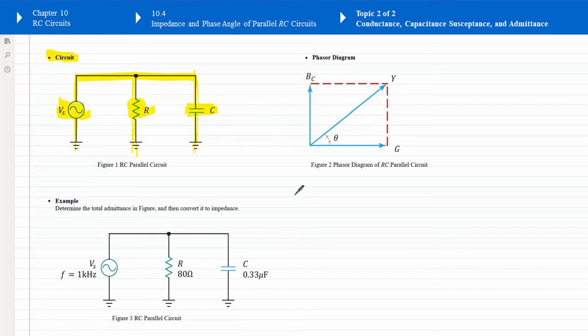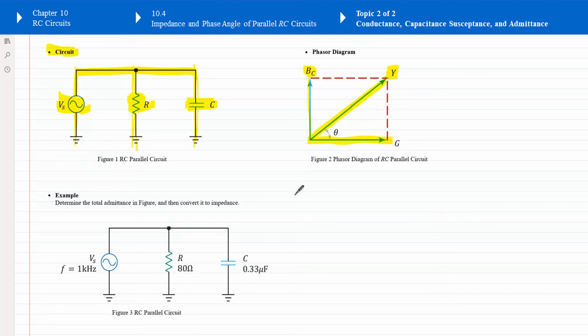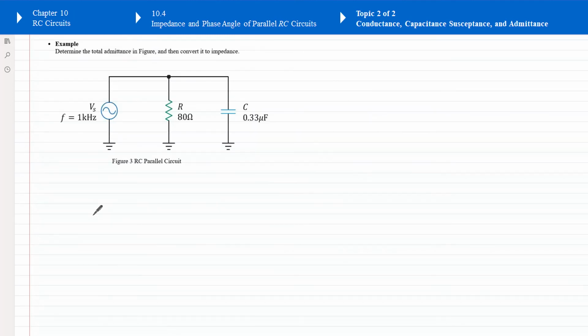And here we have the phasor diagram. The horizontal arrow, that is the conductance, which is inverse of resistance. Resistance or conductance is always the horizontal arrow. This upward arrow, it is the capacitive susceptance. And then the sum of these two vectors, these two arrows, is the diagonal, this arrow. That is the admittance.